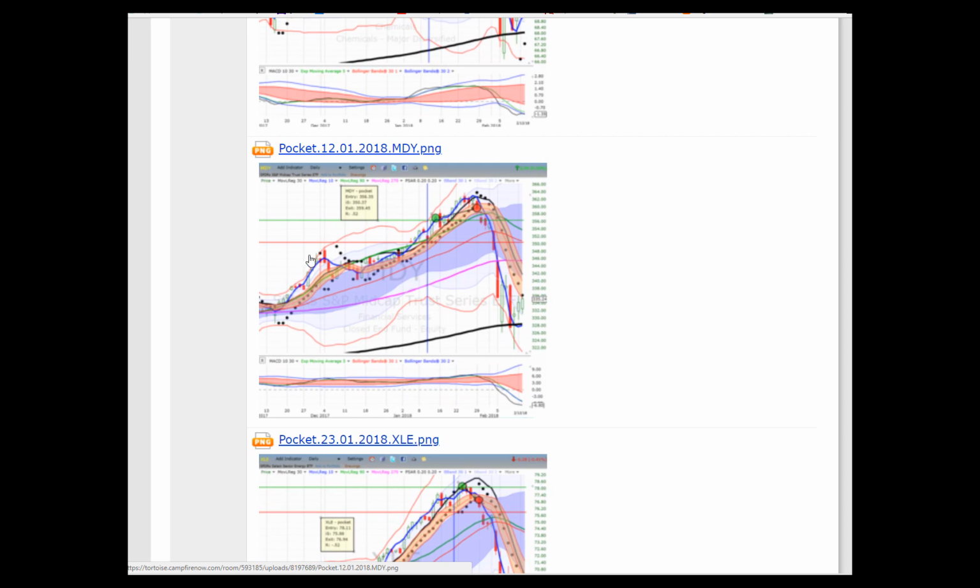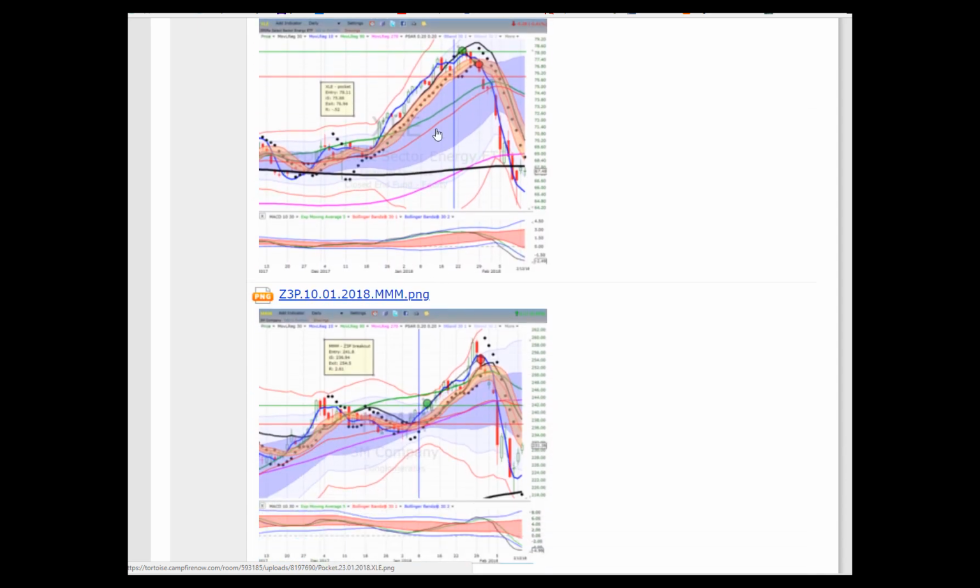Z3P breakout, pocket reentry, second pocket. You have a long side bias this entire distance until here. And there's a collapsing dragon right here. Energy, good preservation.